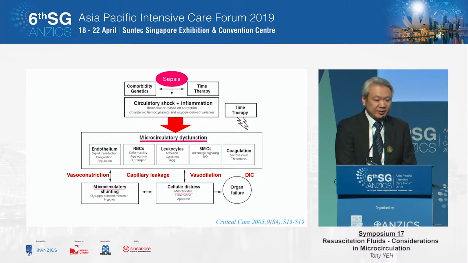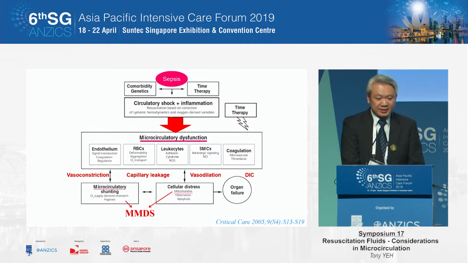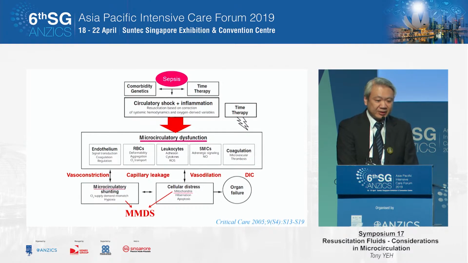So at that time, they described a syndrome called microcirculation and mitochondrial distress syndrome. But unfortunately, because it's very difficult to test the microcirculation, and very difficult to test the function of mitochondria, this concept was talked about 14 years ago, but we still have limited knowledge about this syndrome.